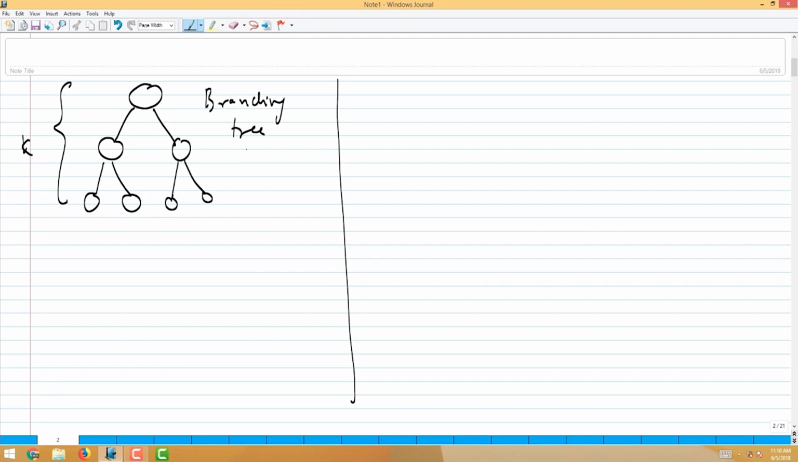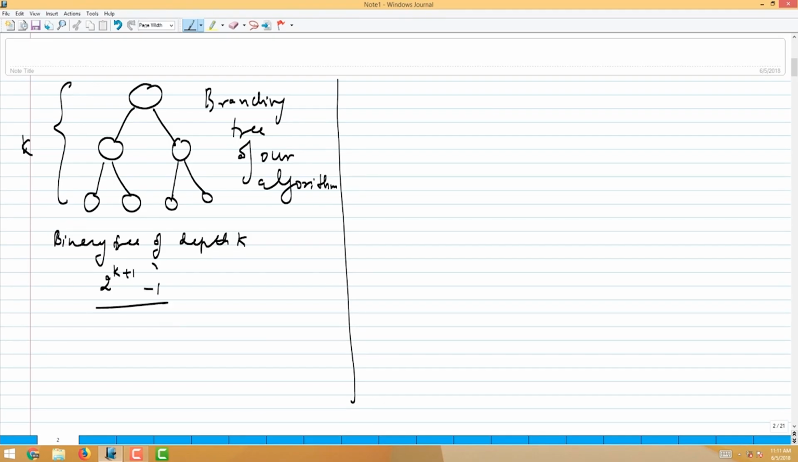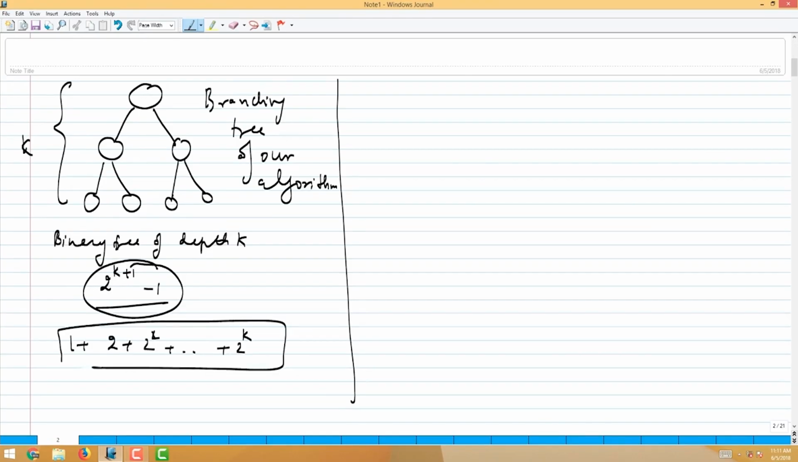And we were interested in bounding the number of nodes in this. So how many nodes are there in such a tree? It's a binary tree of depth k. How many nodes are there in such a tree? 2^k. Sorry? Yeah, so it's not 2^k, right? This tree has 2^k leaves. So it's 1 plus 2 plus 2^2 plus so on till 2^k, right?